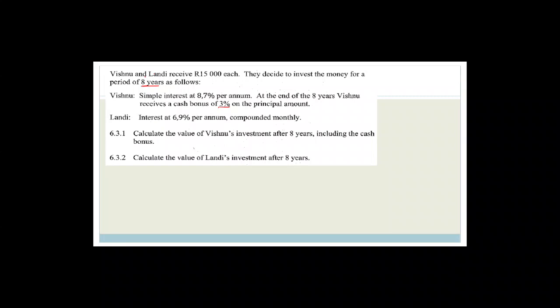Vishnu had simple interest. So we know the formula for simple interest is A equals P(1 plus in), where P is your principal, which is 15,000 rand in this case. Your i is your interest, which is 8.7%, but remember it has to be in the form of a decimal, so we divide by 100, so it's 0.087. n is the number of years, which is 8. We will add the 3% bonus afterwards.